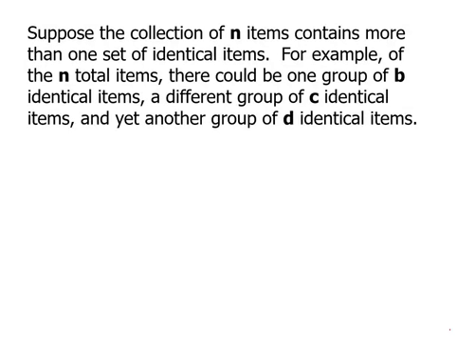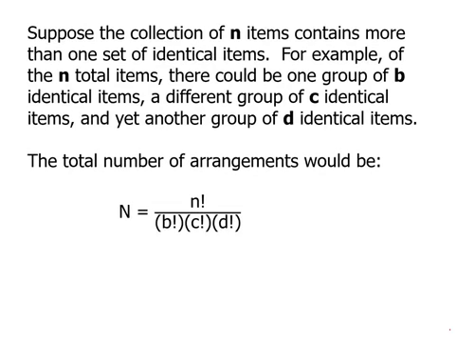Suppose the collection of n items contains more than one set of identical items. For example, suppose of the n items, there could be one group of b identical items. They're all the same as each other. A different group of c identical items, all the same as each other. And yet another group of d identical items, all the same as each other. Then for the total number of arrangements, we would just divide by b factorial, c factorial, and d factorial, by the individual numbers of identical items.